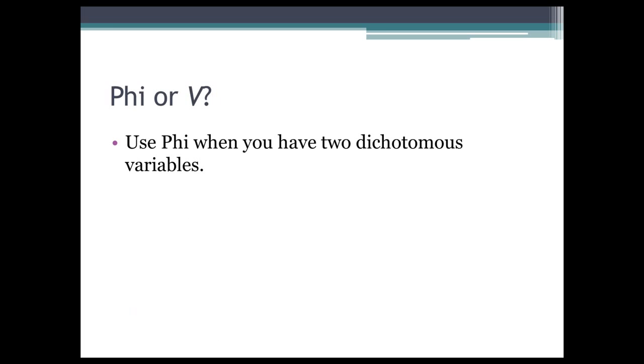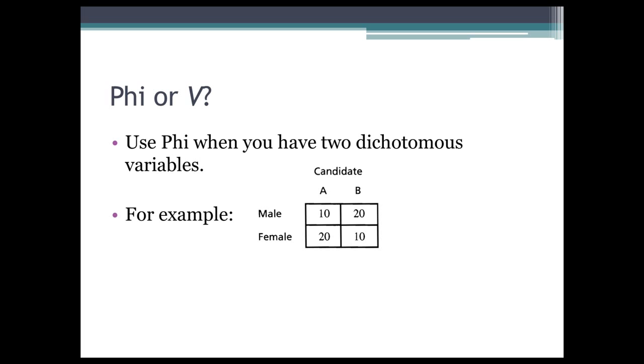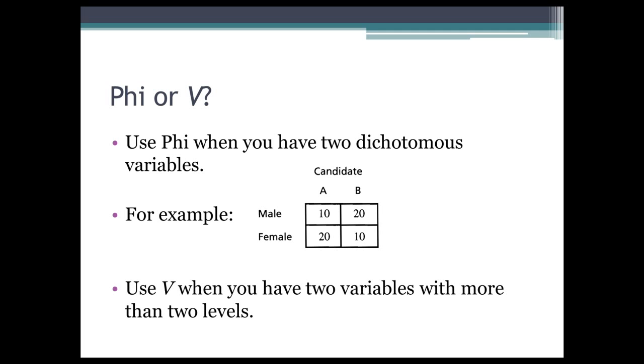So whether to choose phi or V: use phi when you have 2 dichotomous variables, so a 2 by 2, such as male, female versus candidate A or B. And use V when you have 2 variables with more than 2 levels. Both variables need to have more than 2 levels, because if you have one with just 2 levels, then you still use phi.